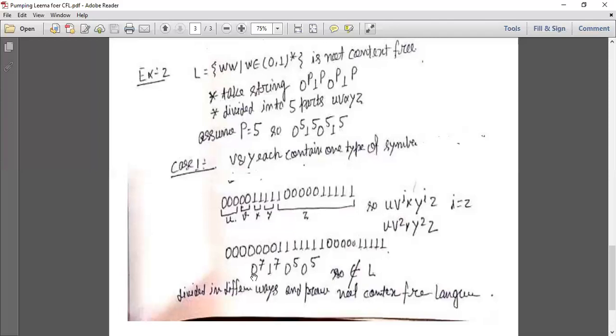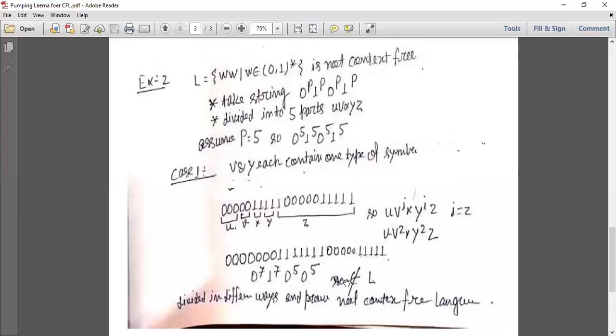Now we can easily check the total number of 0s is 7: 0 to the power 7, 1 to the power 7, then 0 to the power 5, and 1 to the power 5. According to our language, always w is a mirror of this w. It means if 0 to the power 5 is here, then in this part 0 to the power 5 is also there. If here 1 to the power 5, then in this part is 1 to the power 5. So according to this, we derive the string 0 to the power 7, 1 to the power 7, 0 to the power 5, 1 to the power 5. So these powers are not equal, so we can easily say this language is not a context-free language.